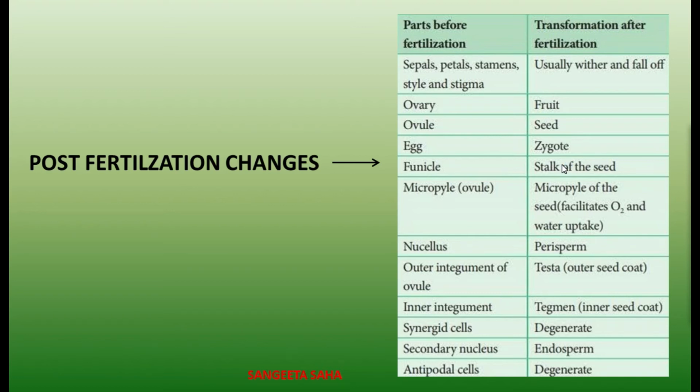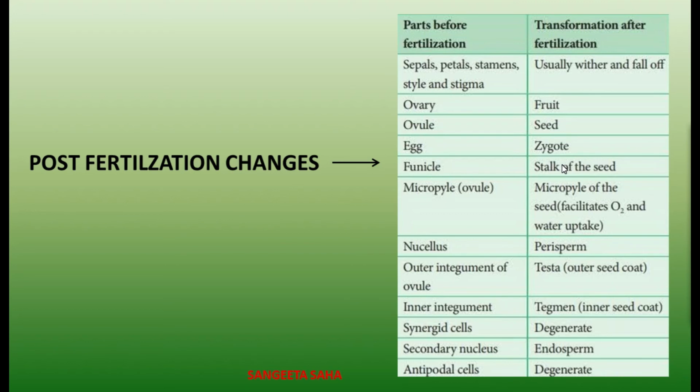simultaneously other changes are also observed, like the complete nucellus is used up. Now, in some cases, sometimes some nucellus tissue still remains. So, if the partial nucellus with the seed is present or is observed, then it is said to be perispermic seed, like that we see in the seeds of beetroot and the black pepper.